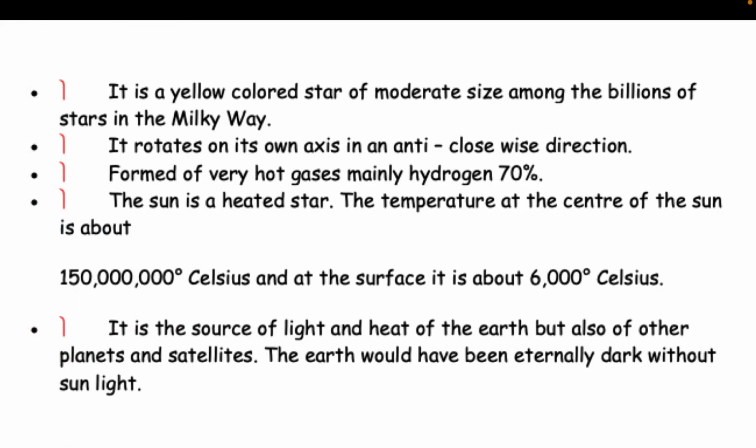It is a yellow-colored star of moderate size among the billions of stars in the Milky Way. It rotates on its own axis in an anti-clockwise direction. Formed of very hot gases, mainly hydrogen 70%. The Sun is a heated star. The temperature at the center of the Sun is about 150 million degrees Celsius, and at the surface it is about 6,000 degrees Celsius. It is the source of light and heat of the Earth, but also of other planets and satellites. The Earth would have been eternally dark without sunlight.